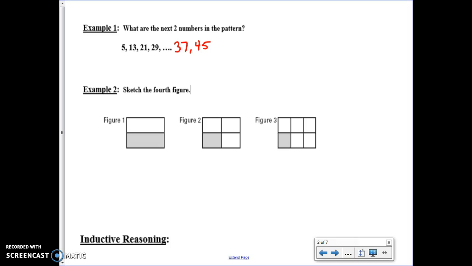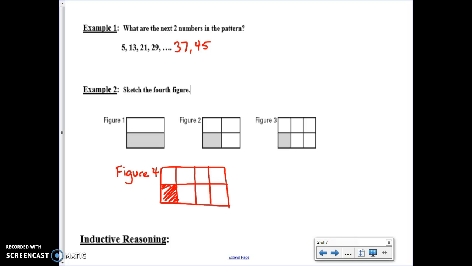I would bet that most of you have a rectangle cut in half this way, and then you have split it into 4 sections this way for a total of 8 boxes and shaded this bottom corner. If you did that, you're almost correct, but you're missing one piece. We always want to make sure we're paying attention to the details here, and all of these are labeled figure 1, figure 2, figure 3, so we need to label figure 4 as well.